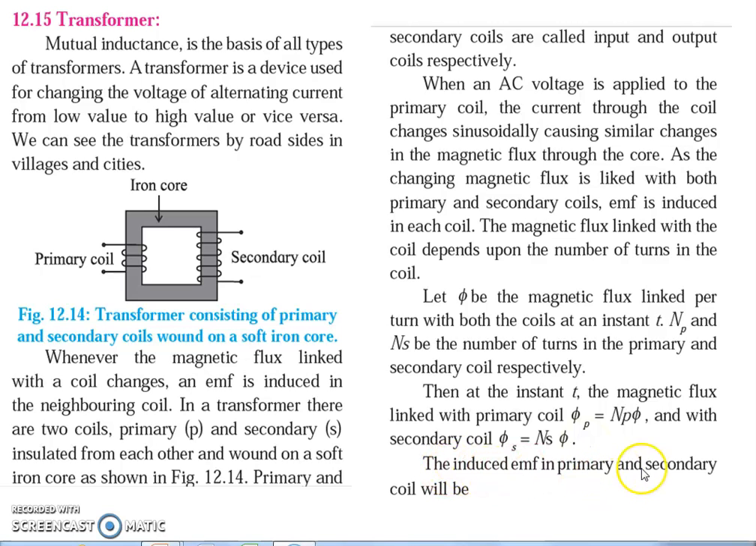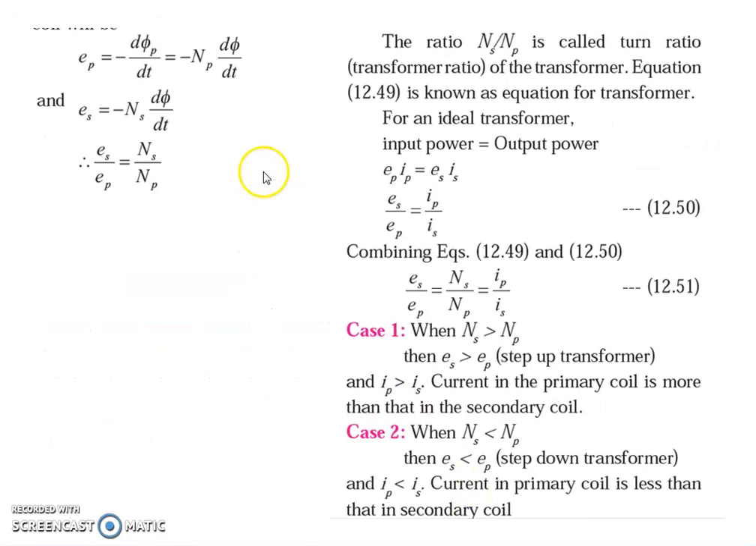The induced EMF in primary and secondary coil will be: Ep will be equal to minus d phi p by dt. So this is my induced EMF in the primary coil due to the change in flux. So Ep will be equal to minus d phi p by dt, and it should be equal to minus Np into d phi by dt. So here Np is the number of turns in the primary coil, and Es will be equal to minus Ns into d phi by dt.